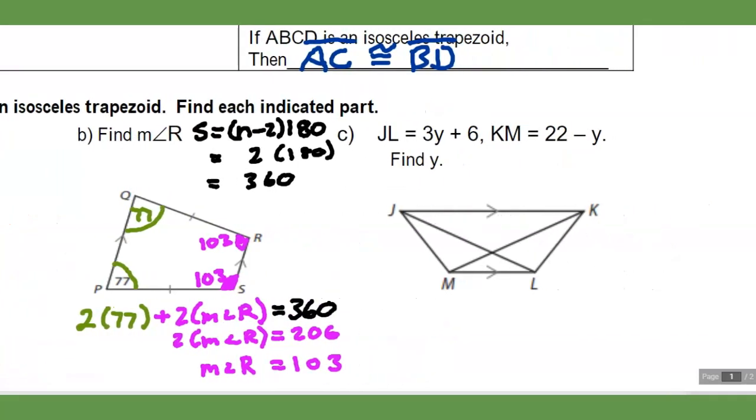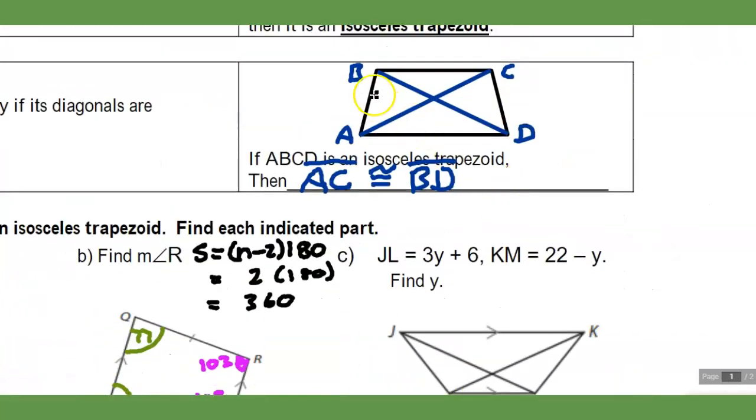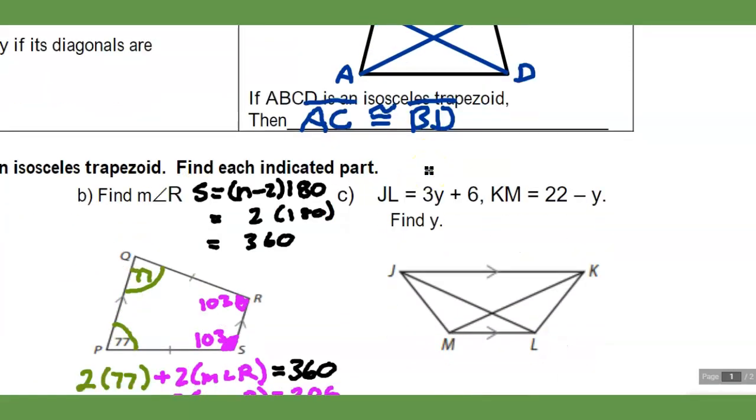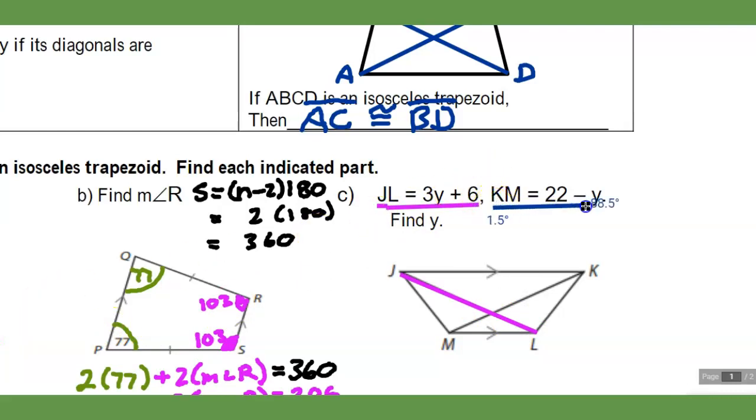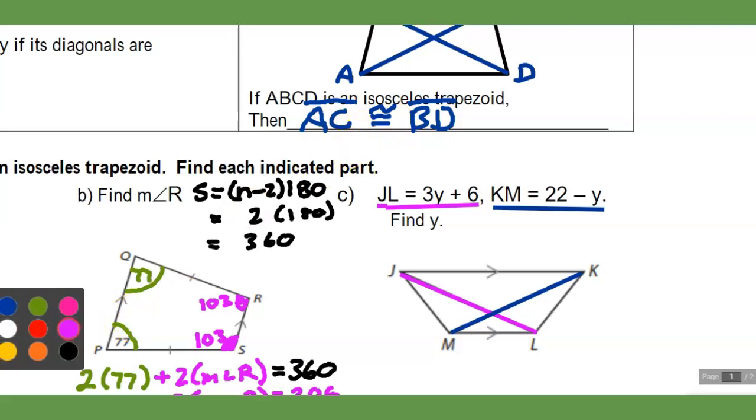All right, lastly, it looks like it has to do with the diagonals. So that would be this theorem right here that says diagonals are congruent. I'll just label this just to make sure. Okay, so we have JL right here, and then we have KM. Okay, good. So according to the theorem above, those two are congruent. So I just need to set these equal to each other and solve.